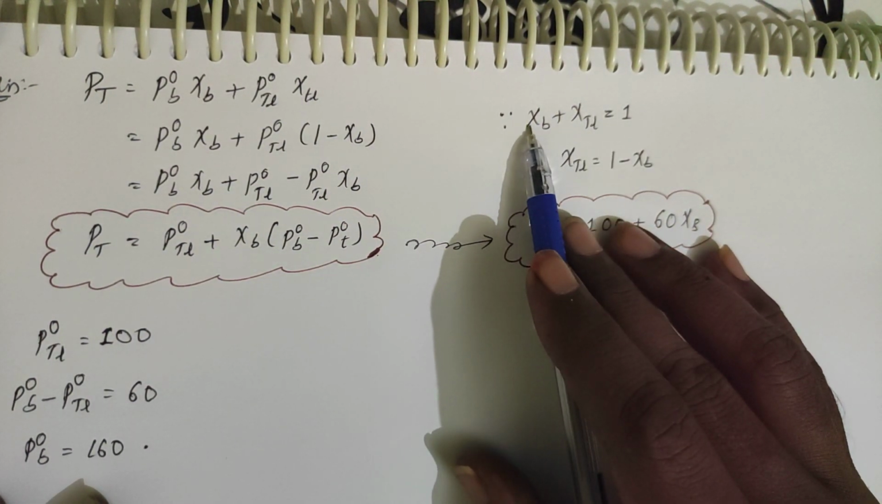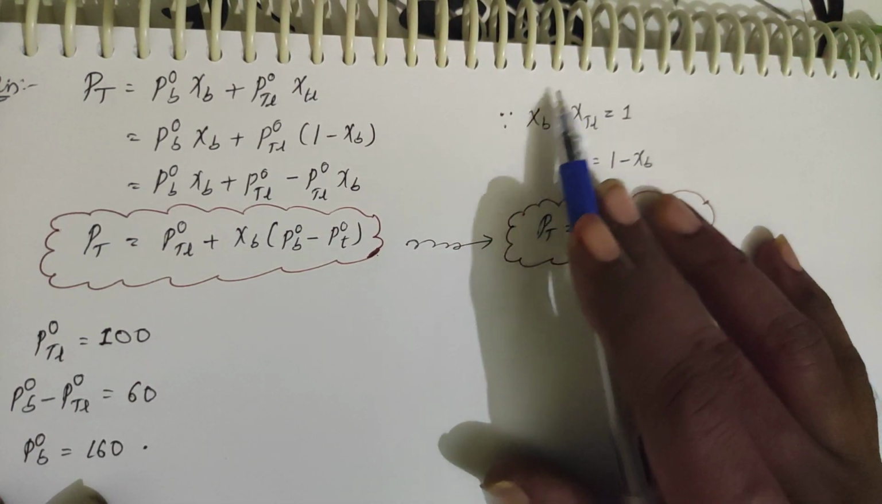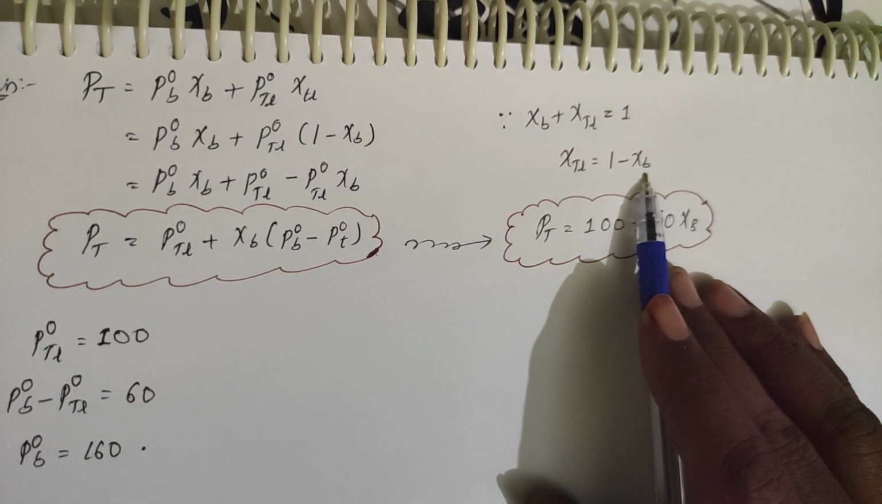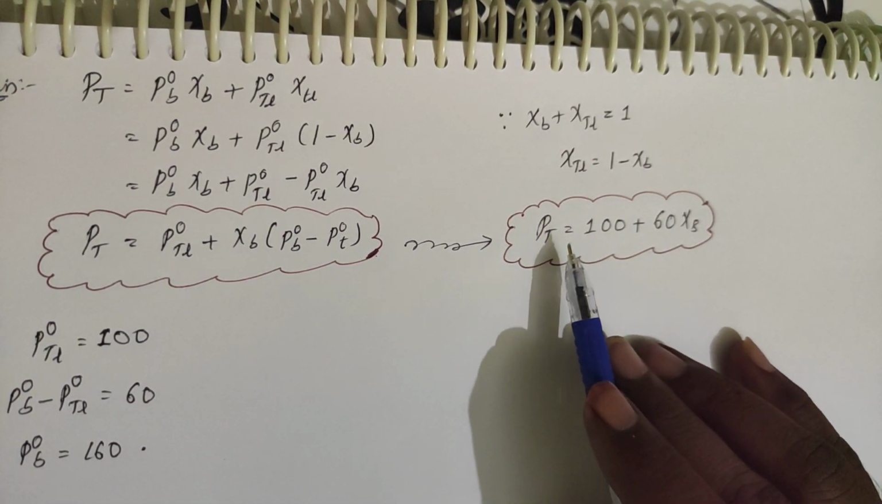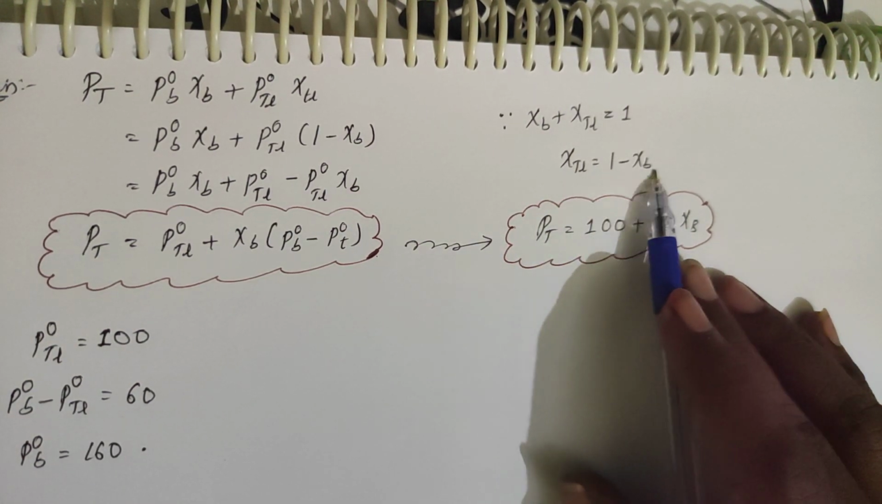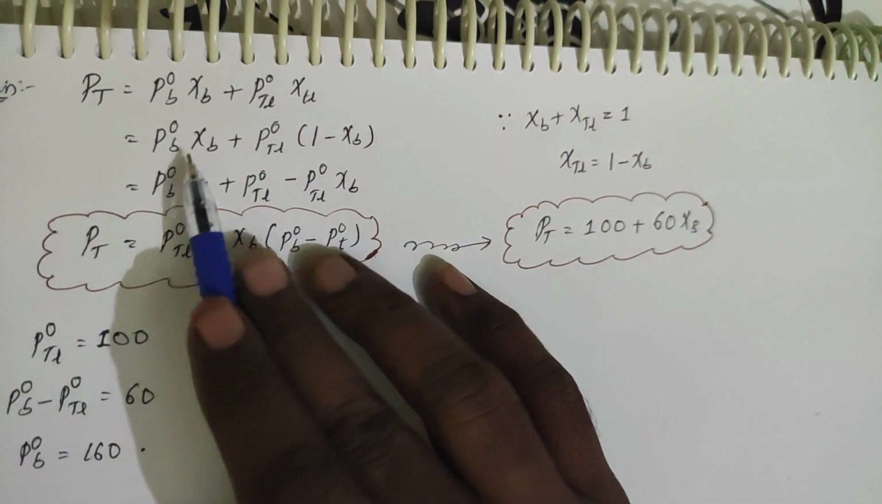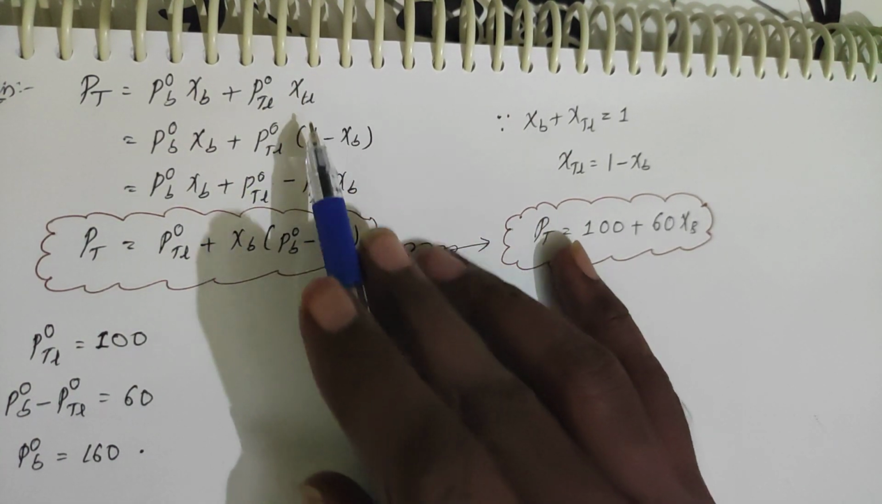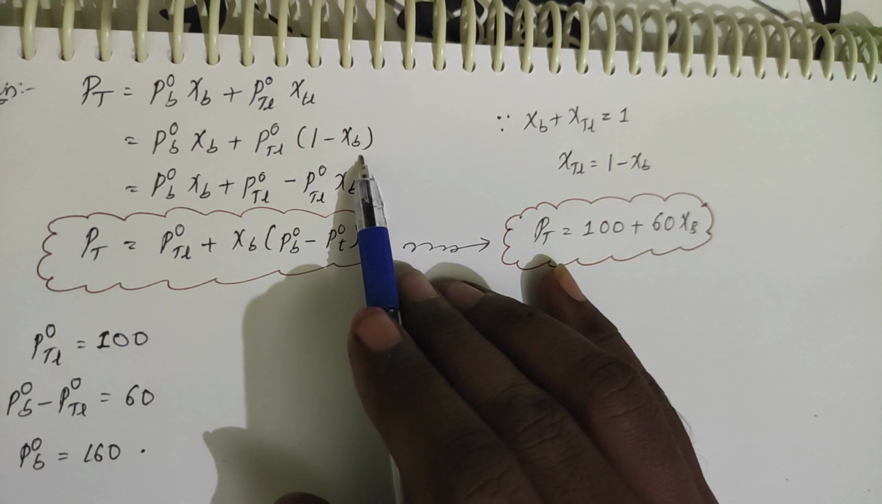We know that mole fraction of benzene plus mole fraction of toluene is equal to 1. Mole fraction of toluene will be equal to what? If you send this side, it will become 1 minus XB. Why are you taking this? Because in the question you have 100 plus 60 XB. Right? You have XB here. Okay, that's why I have converted toluene into 1 minus XB. So I can write P naught of B, mole fraction of B plus P naught of toluene, in place of mole fraction of toluene, I can write 1 minus XB.